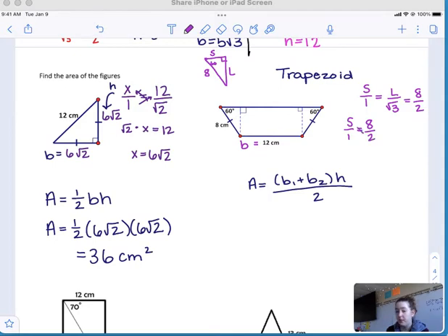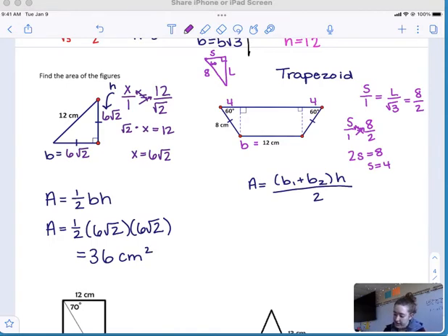And we'll cross multiply. 2 times S is 2S. 1 times 8 is 8. So that means my short leg is equal to 4. So this length right here is 4. This length right here is 4.